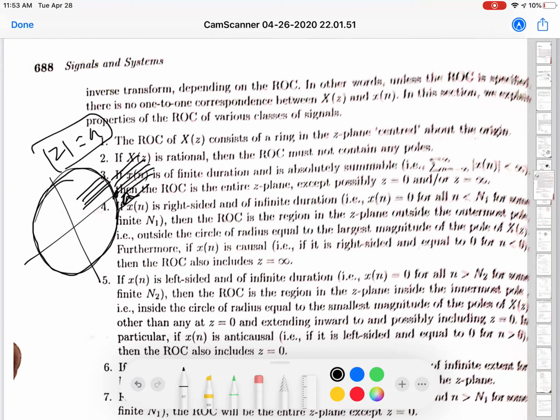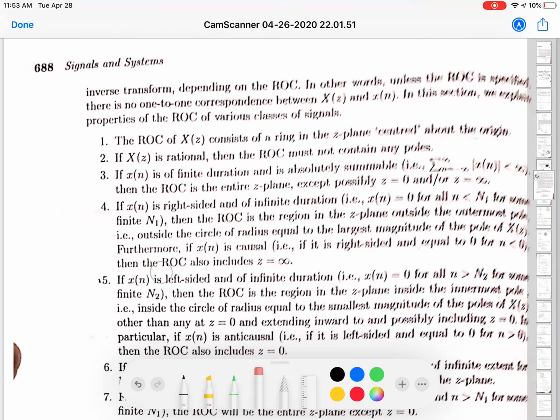ROC will be mod of z greater than a or mod of z less than a. It will not be mod of z equal to a, so it will not include any pole in the ROC. Okay, now next property is if x[n] is of finite duration and is absolutely summable.